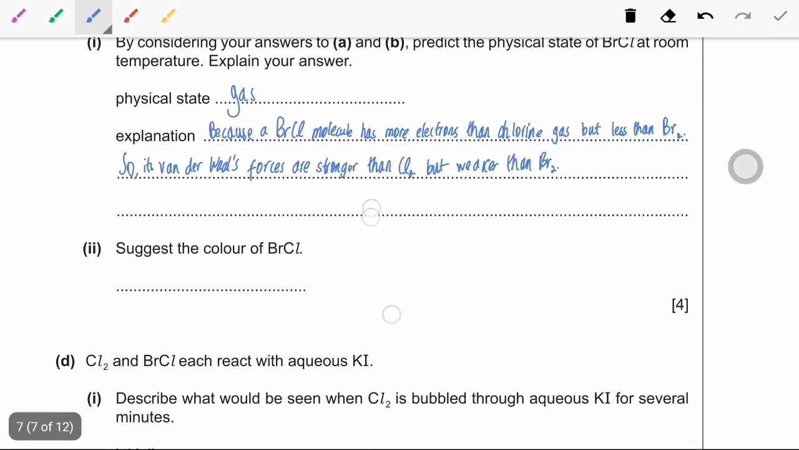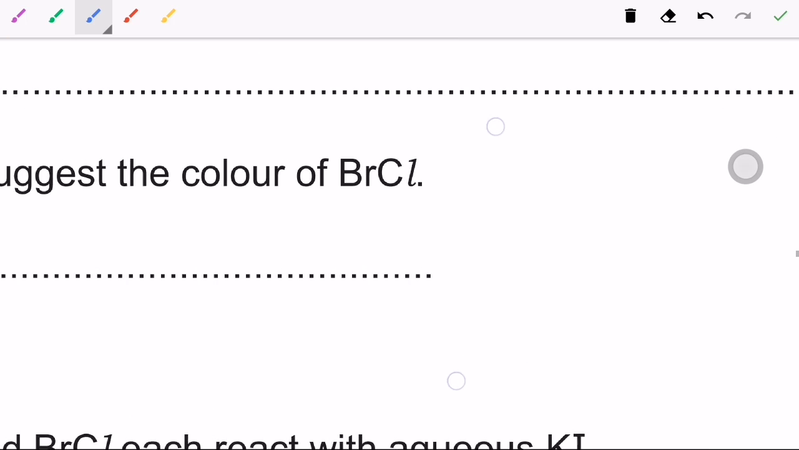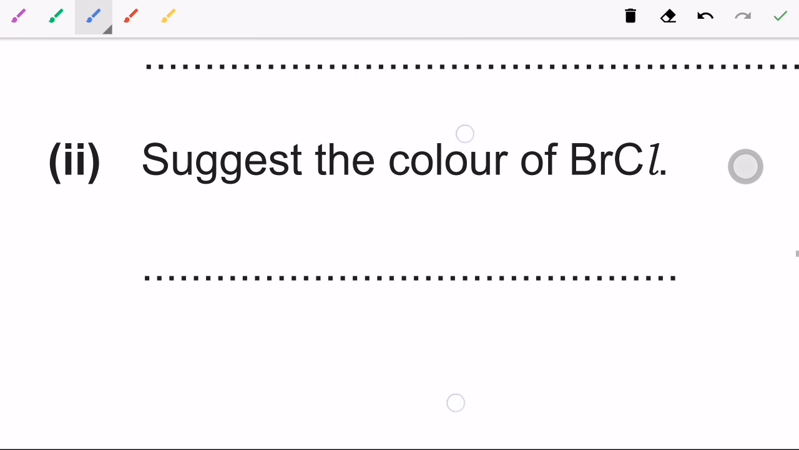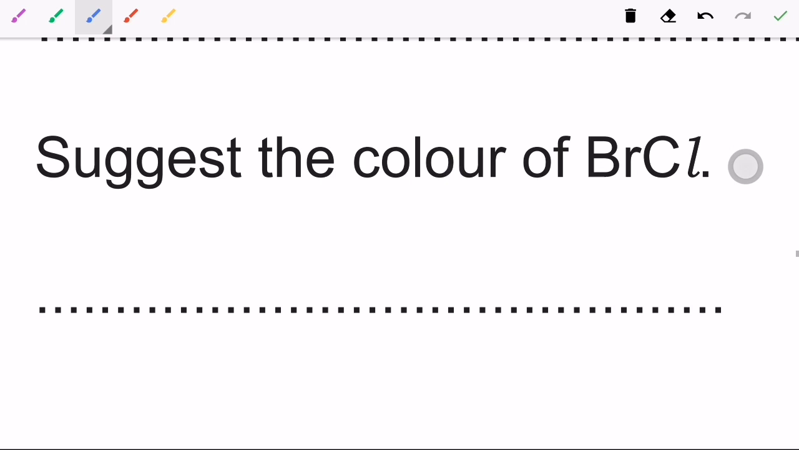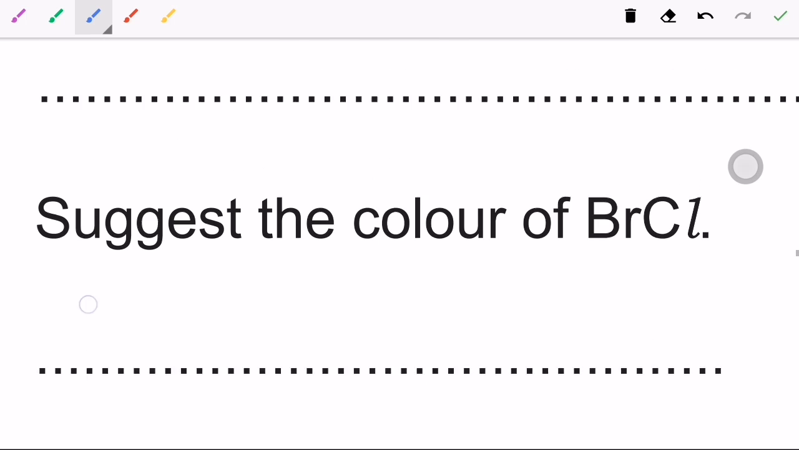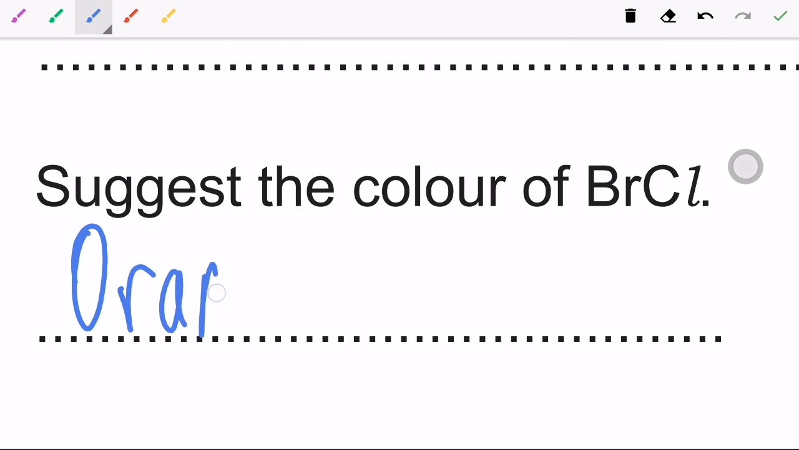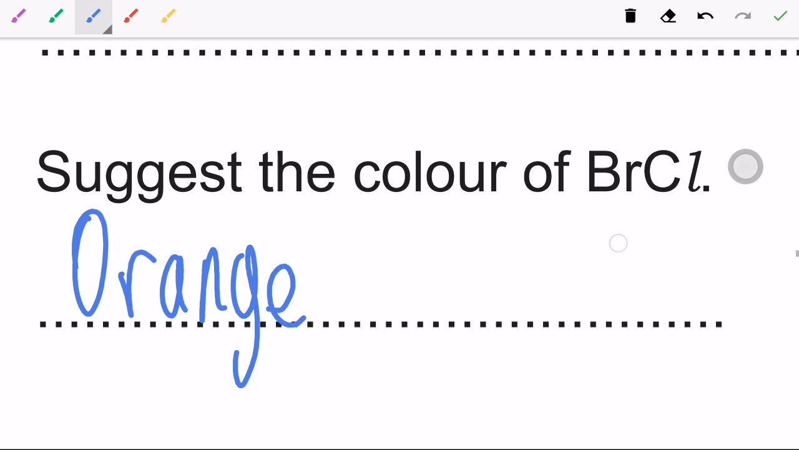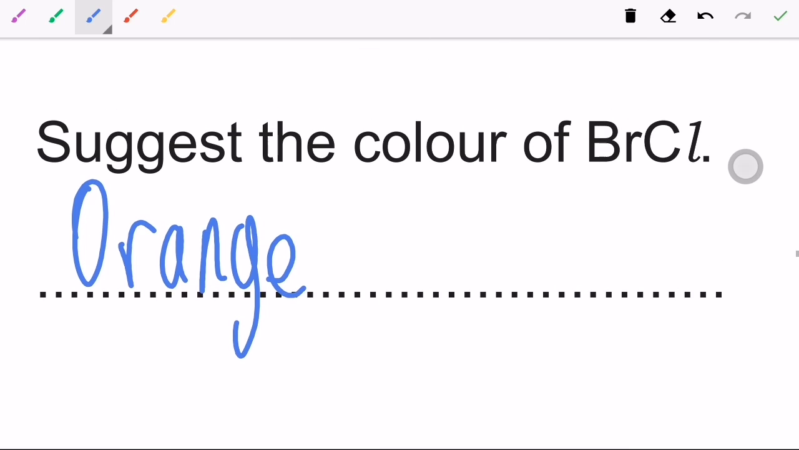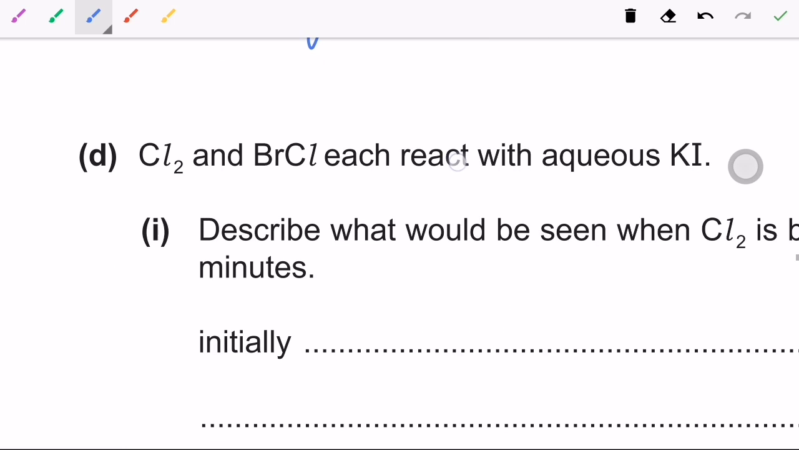Another thing we forgot: the color of BrCl. It's a cross between Br and Cl, so it should have the reddish color and the greenish color. What do you think? It can be orange, because Br is red and Cl is green. What happens when you add red and green? You get orange, right?